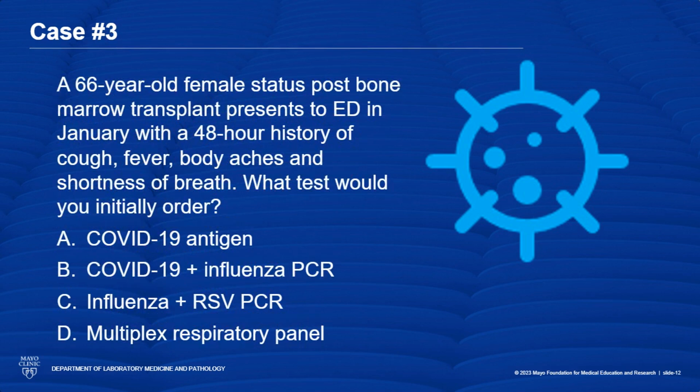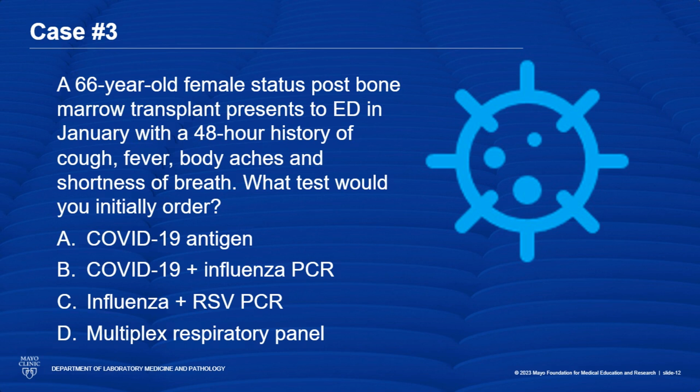And then the third example case is a 66-year-old female. And this patient has had a bone marrow transplant, so they're immunocompromised. They present to the emergency department in January with 2-day history of cough, fever, body ache. So again, influenza-like illness, but they also have shortness of breath. And in that situation, would you order up an antigen test, COVID, flu PCR, flu RSV PCR, or a multiplex panel?